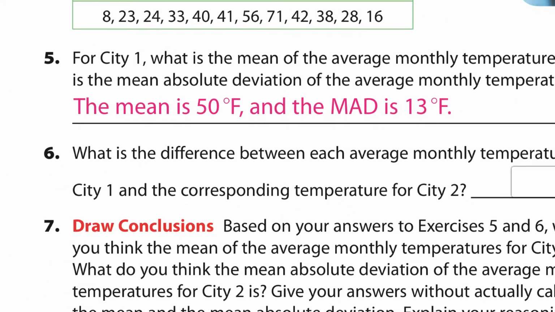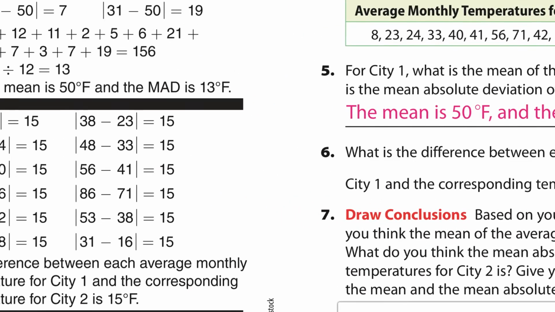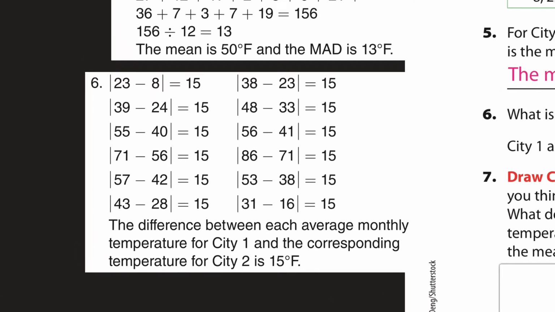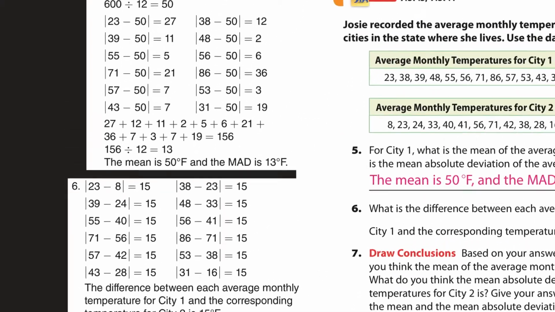Okay. What is the difference between the average monthly temperature for city 1 and the corresponding temperature for city 2? And the answer for that is 15. This is how we get that. Right here, we have 23. Let me make this a little bit smaller so I can show you.